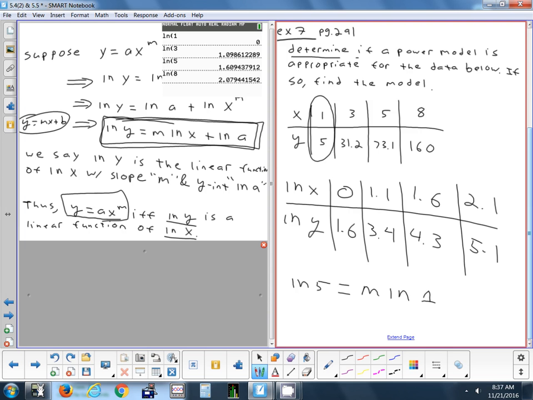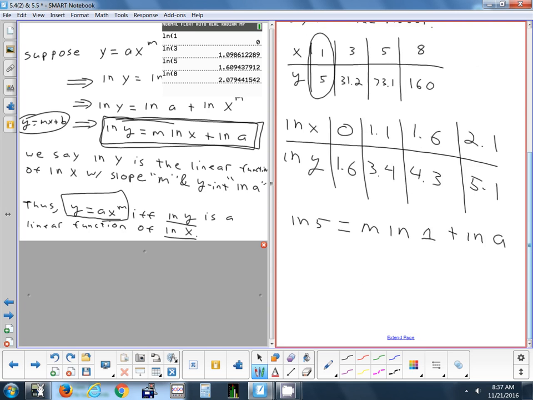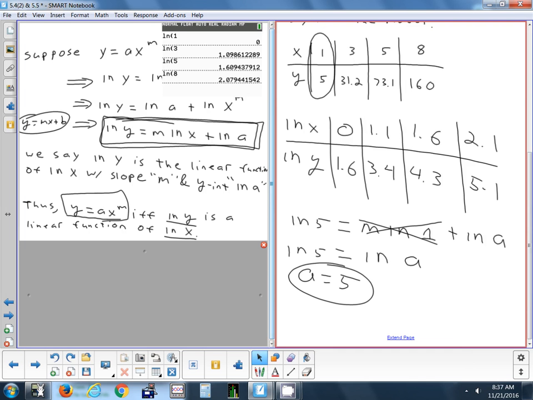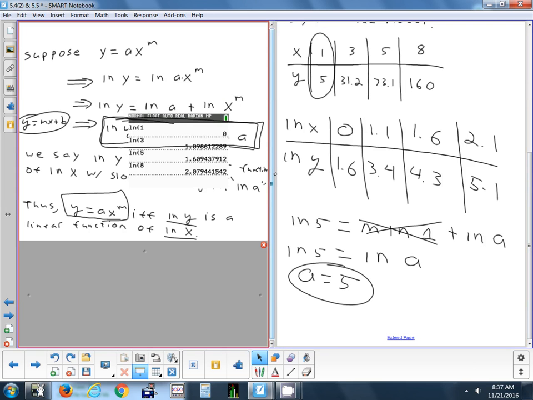plus ln a. So I get ln of 5 equals, what's the ln of 1? 0. And what's 0 times m? 0. So basically that term cancels itself out. So ln 5 equals ln a. So by looking at that, what does a have to be? A is 5. So that's one thing I need. That's my base, when I write my final answer, which I covered the equation up, I think. So that's my base.